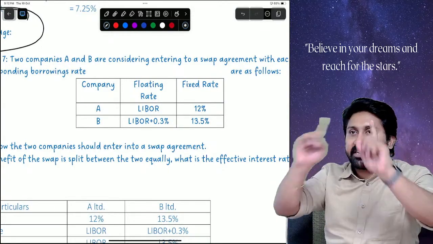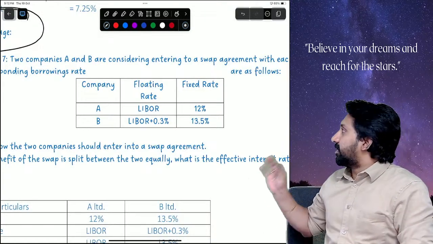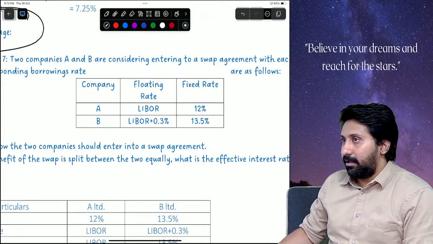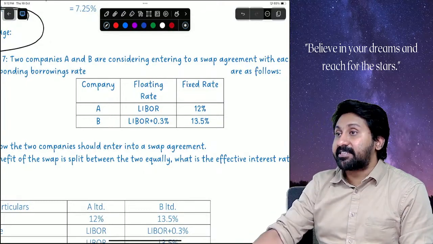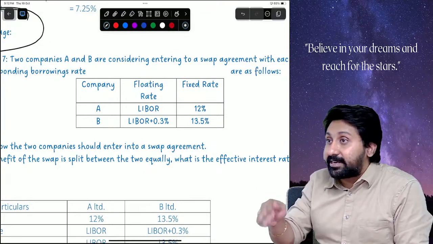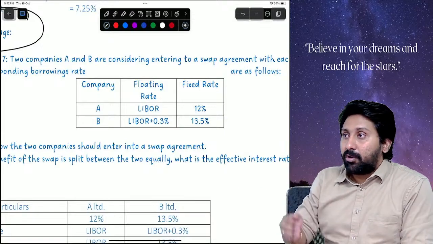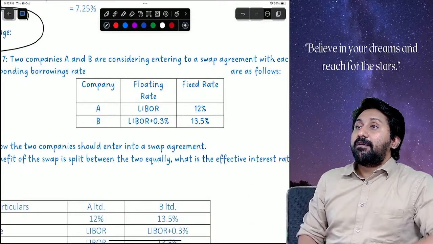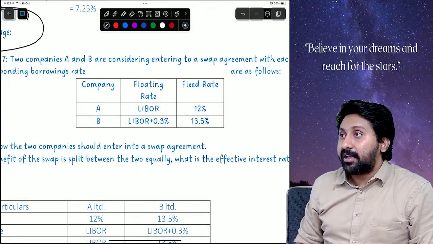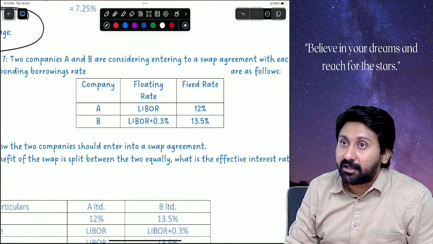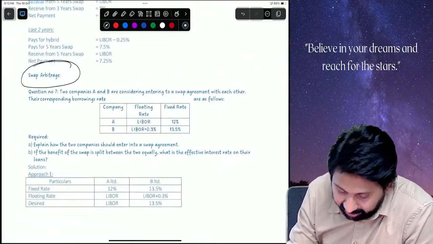I repeat one last time, listen. Whose interest rates are lower? A. Whose interest rates are higher? B. Means who is in the less risk zone? That means who can take additional risk? A. Who cannot take risk at all? B. When I want to take risk, I will go and take the uncertainty. Uncertainty means floating or fixed? Floating. Therefore, tell me, I will write.